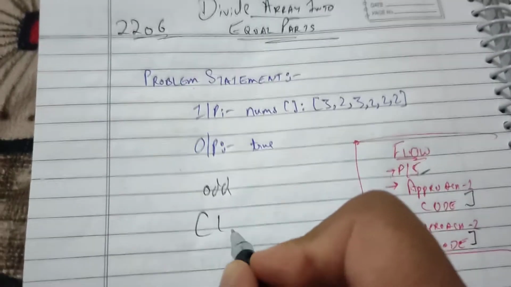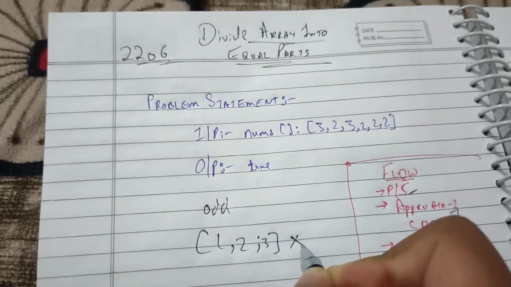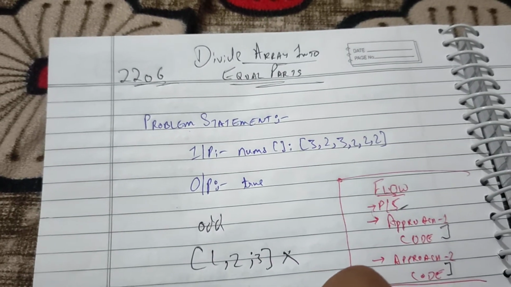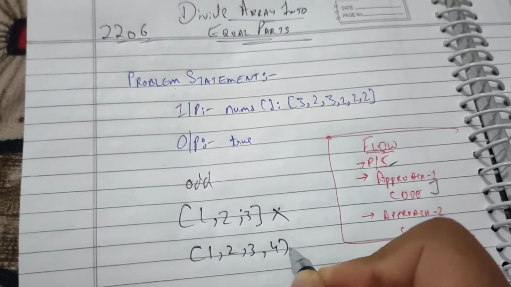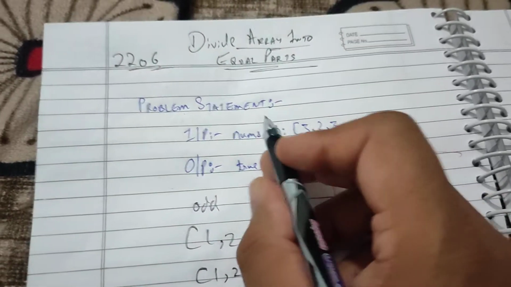Odd means, for example, it cannot have something like 1 2 3. It cannot have something like this. It will have something like this, but not like this. And we have to divide the array into equal parts.